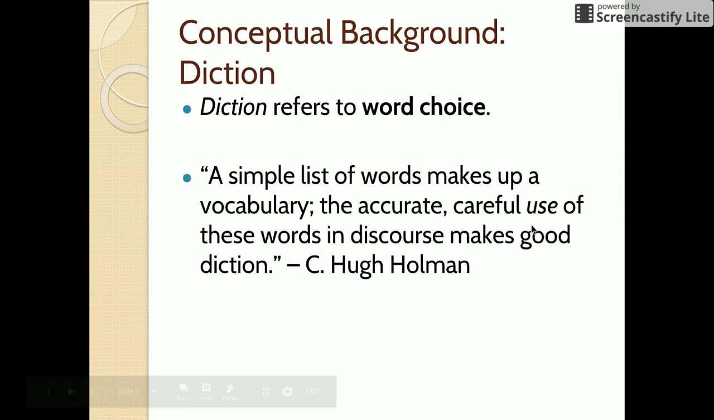The first term that we're going to talk about is a term called diction. When we're talking about diction, we're talking about the author's word choice. So the specific words that the author decides to use in order to elicit some sort of response from the audience.